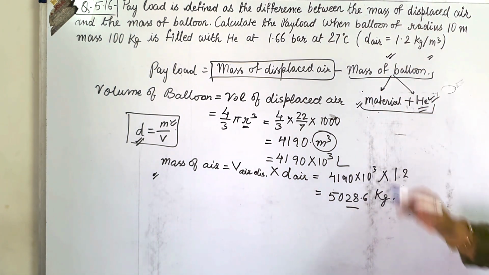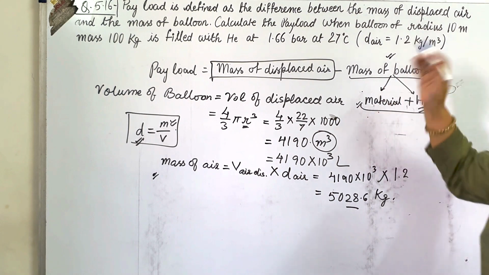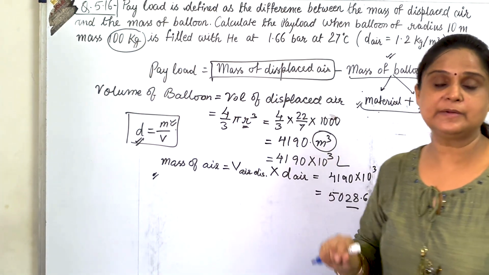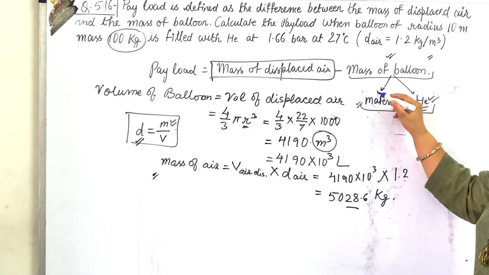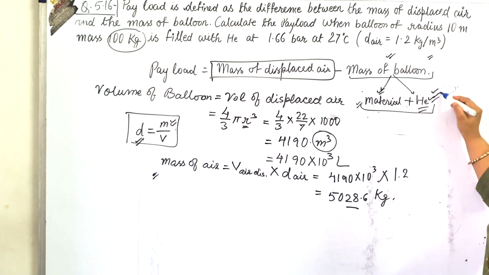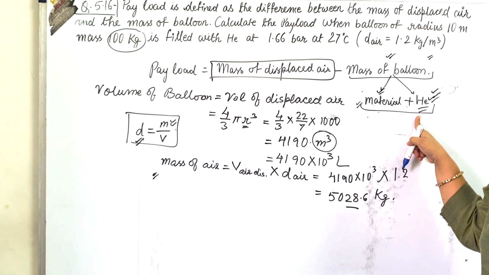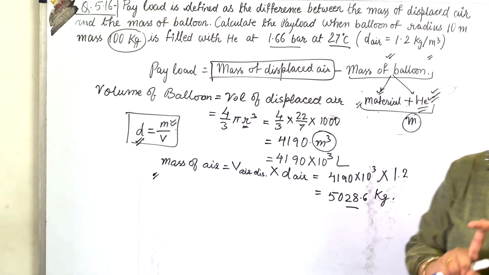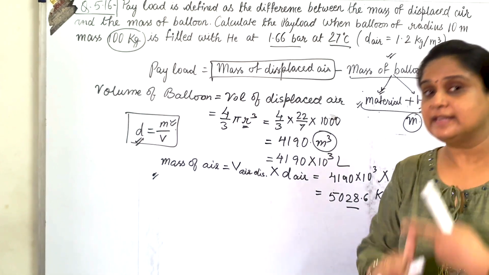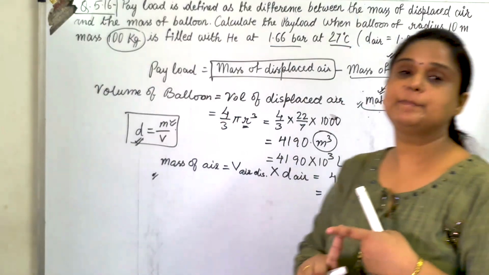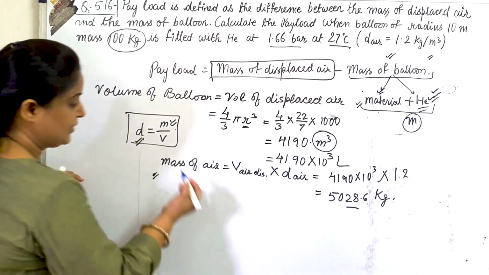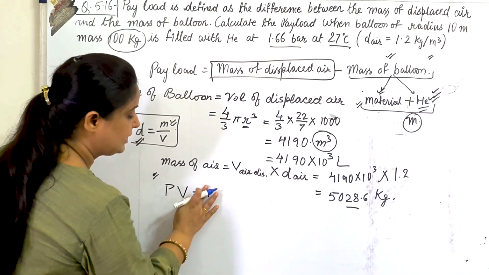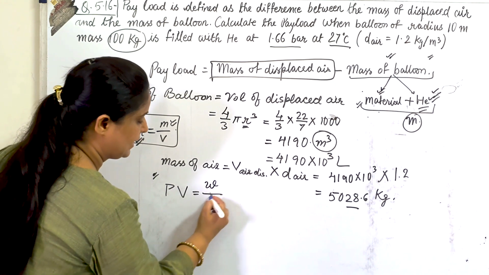So let us do it. We will find out the mass of the material first, which is already given to you, 100 kg. So this is the mass of the material of the balloon. Now we will take the material which is filled inside, that is helium. We will take the volume of the helium as equal to the volume of the balloon, and then we will be using the formula PV equals nRT.